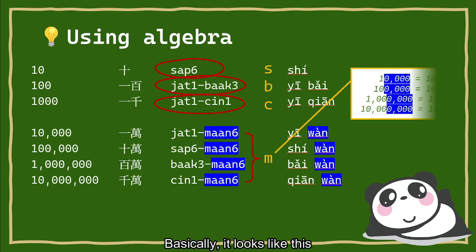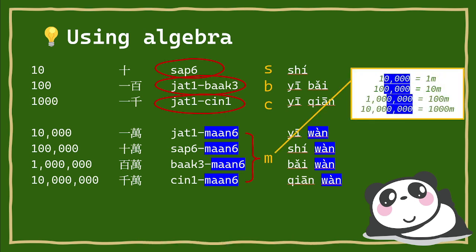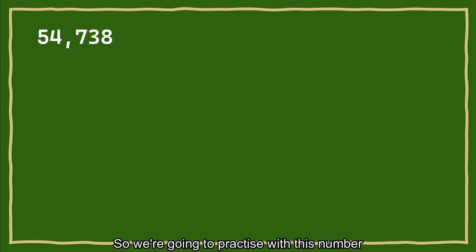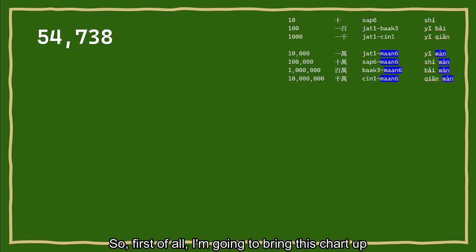Okay, so basically it looks like this. Every 4 zeros is a man, or a wan if you're learning Mandarin. So we're going to practice with this number, 54,738. First of all, I'm just going to bring this chart up because it will help us.